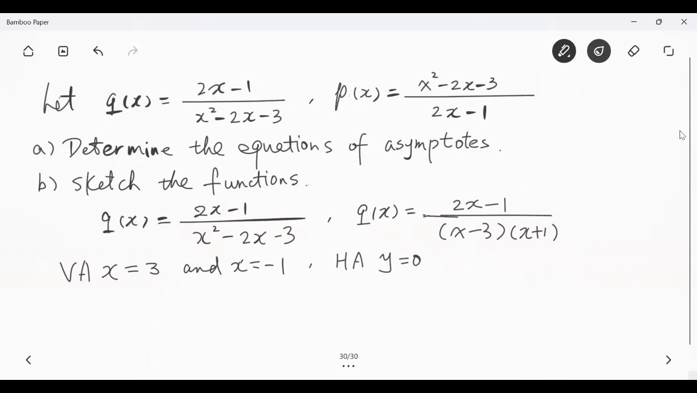Next we find the x-intercept and y-intercept. We find the x-intercept: set Q(x) equals 0. If Q(x) equals 0, the numerator is 0, right? 2x minus 1 equals 0. Then x equals 1 over 2. This is the x-intercept.